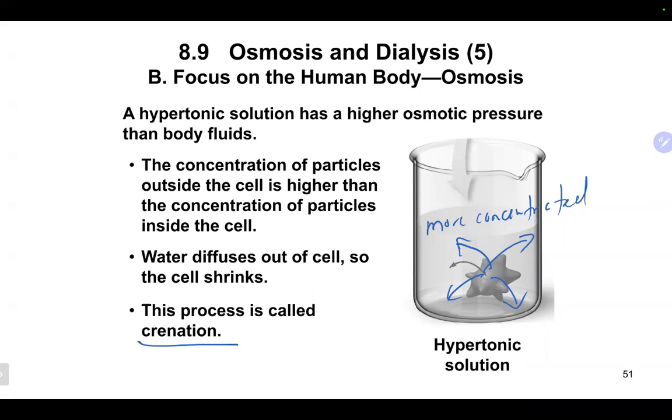So it's only isotonic solutions, which have the same osmotic pressure inside and outside of the cell, that exchange fluids equally. It's when you have a hypotonic or hypertonic solution that you run into some issues. Any questions on that there?